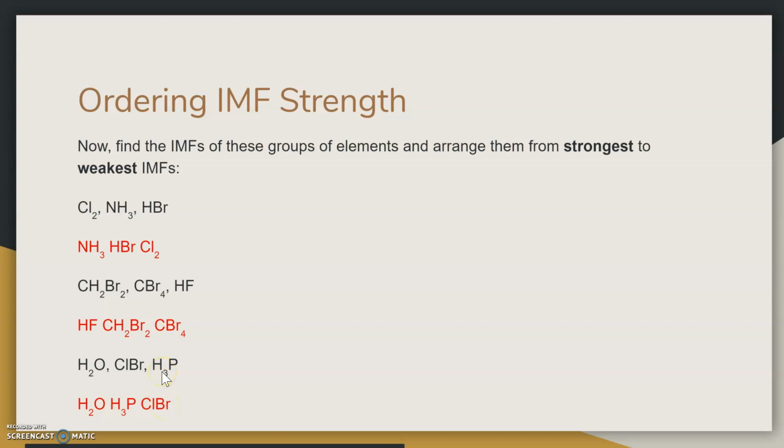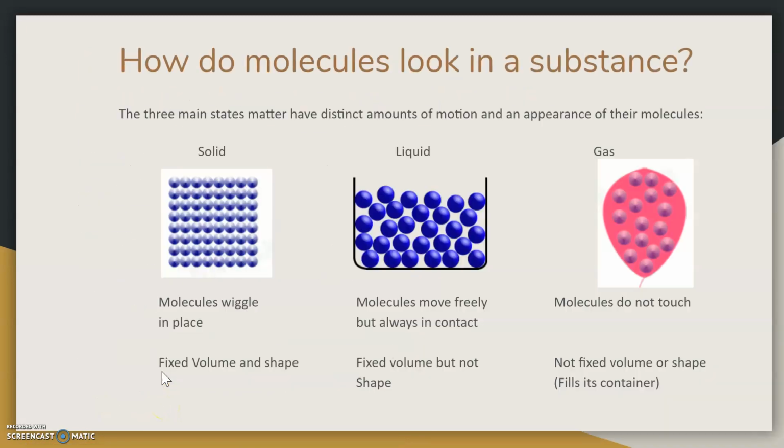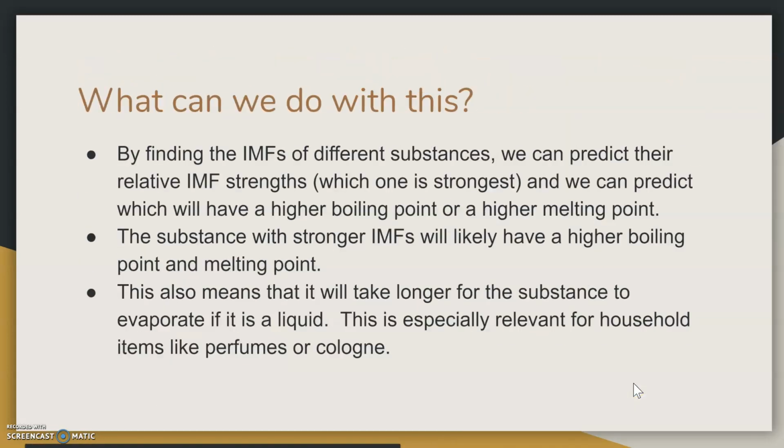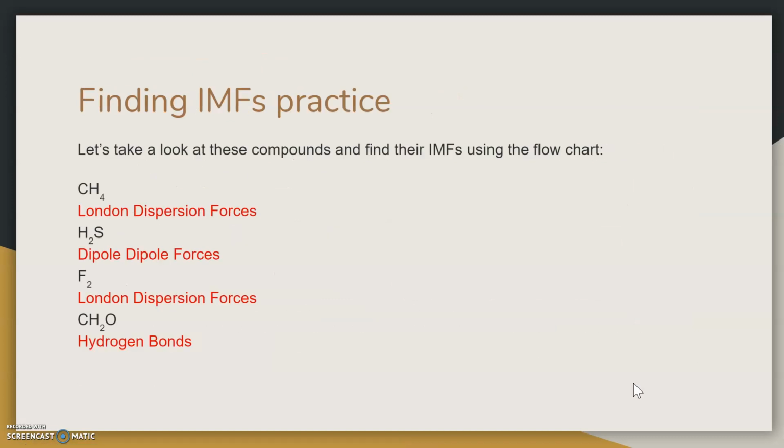And then H3P. Okay, H3P, that's 4 atoms. Are there 4 of the same? No. Is H and then N, O, or F present? That's no. So it's going to be dipole-dipole. That is why it's the intermediate strength force.